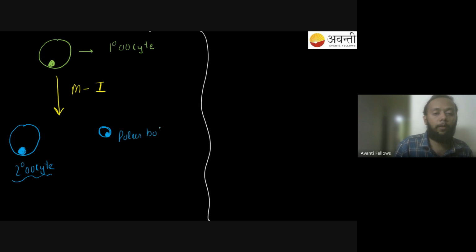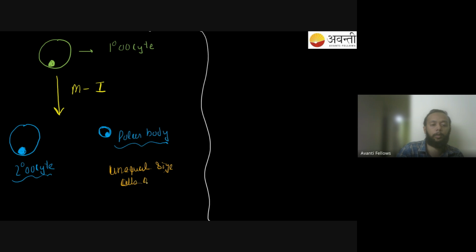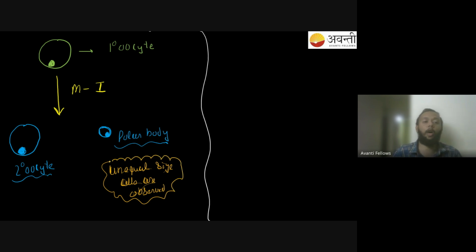Polar body. So after meiosis 1, two things will be formed: a secondary oocyte and a small polar body. So two cells of unequal size have been formed. Unequal size cells can be observed here, right? So that is the outcome of meiosis 1. Now the secondary oocyte has been formed. So now you have a tertiary follicle, and the tertiary follicle will have the secondary oocyte. As soon as the tertiary follicle is formed, the primary oocyte completes meiosis 1 and forms the secondary oocyte.